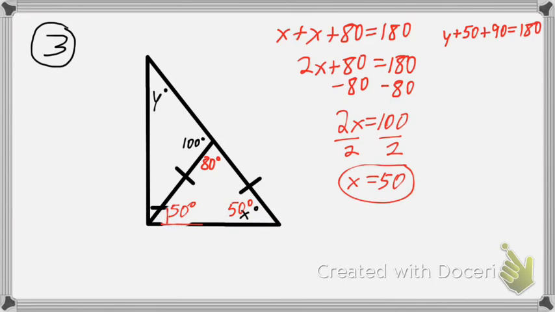The other setup you could have done is y plus 100 plus this ends up being 40 when I take 50 off of 90. That ends up being 40. So if you do y plus 100 plus 40 equals 180, you're going to get the correct answer as well. So y plus 140 on the way I set it up after I combine 50 and 90 together, and subtract 140 from both sides, and y will equal 40 degrees.